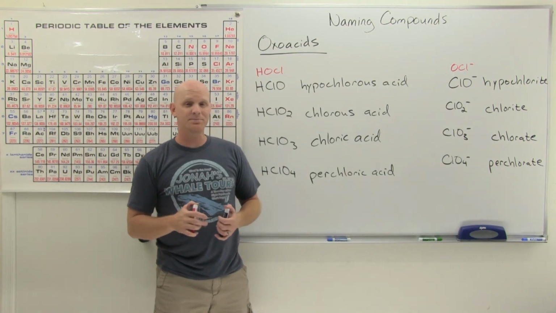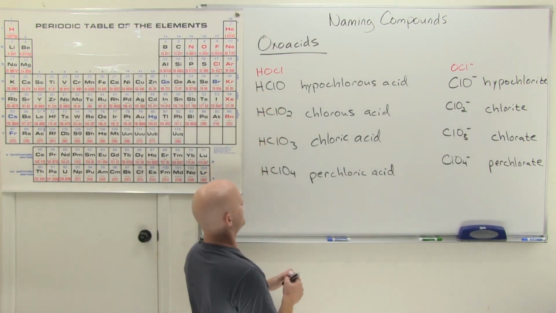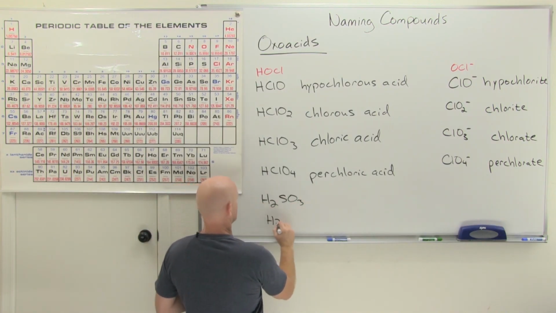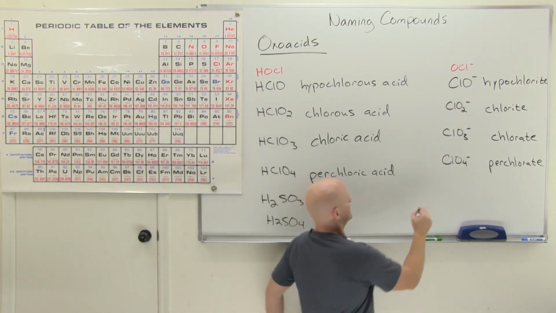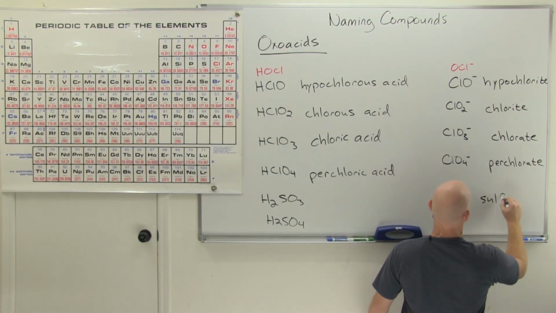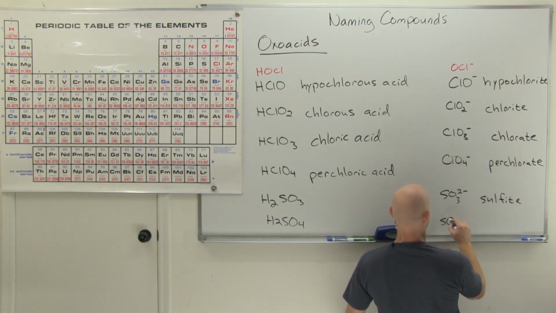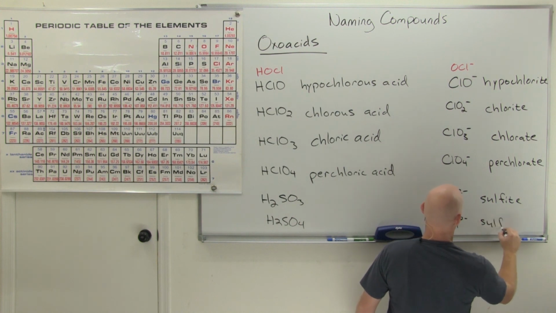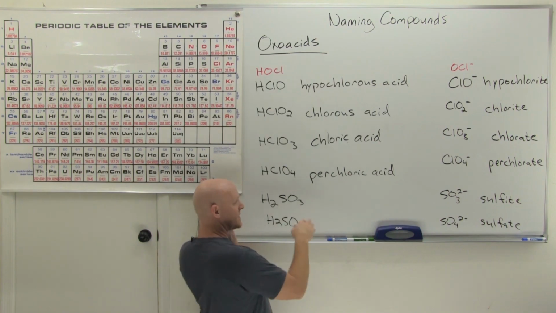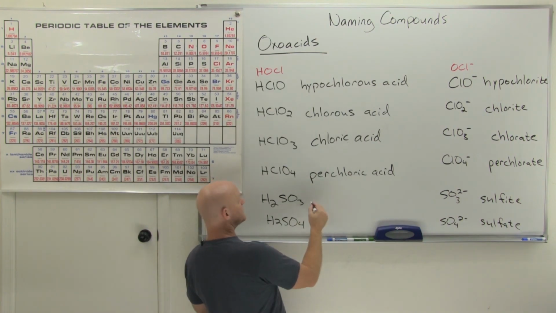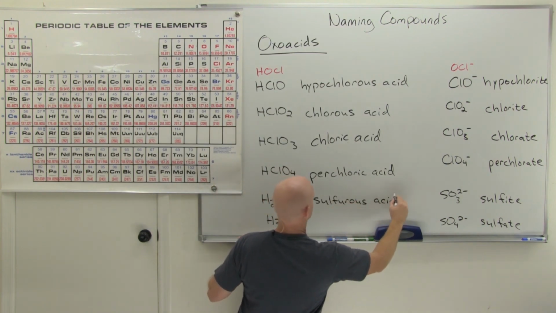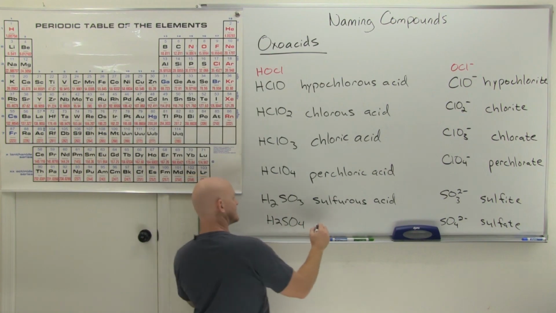And if you look, I actually put a couple extras on your handout, your study guide. So let's get those on the board here. We've got H2SO3 and H2SO4, and you might know that SO3 2- is sulfite, and SO4 2- is sulfate. The ite becomes ous, and when they go to the acid, they also add the ur in there. This is not just sulfous acid, they call it sulfurous acid. And this is not just sulfic acid, it's sulfuric acid.